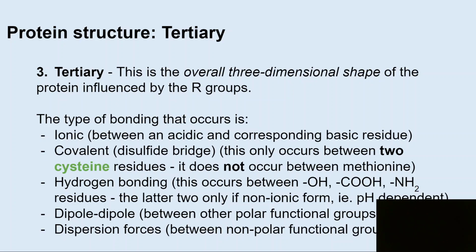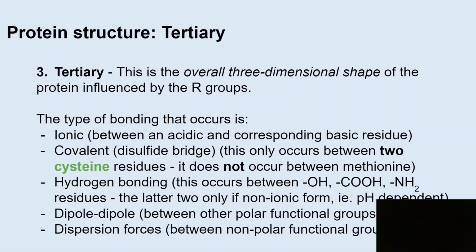Covalent bonding we can get. The only type of covalent bonding within the tertiary structure between R groups is between 2 cysteine residues. So even though methionine has sulfur, it won't form disulfide bridges. Disulfide: di meaning 2, sulfide referring to sulfur. We get a covalent bond between those 2 sulfurs, between 2 nearby cysteine residues.